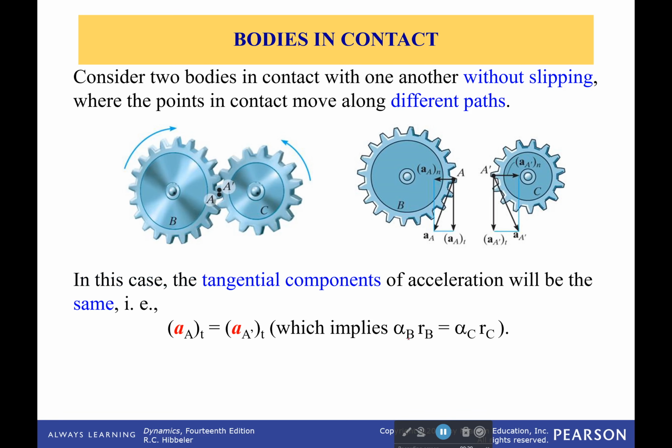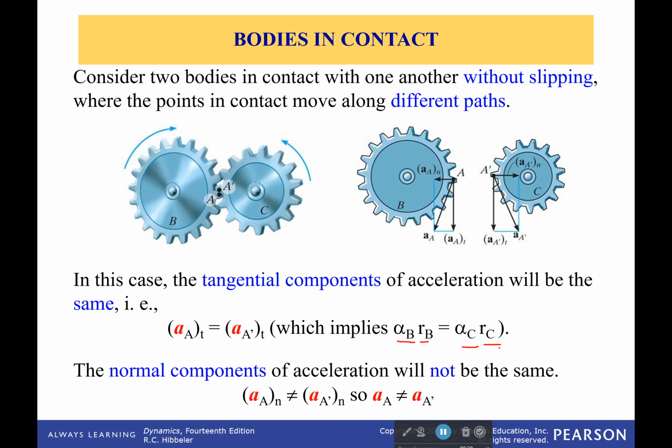So what that means is the angular acceleration of b times the radius of b will be equal to the angular acceleration of c times the radius of c. The normal components of acceleration, though, will not be the same.